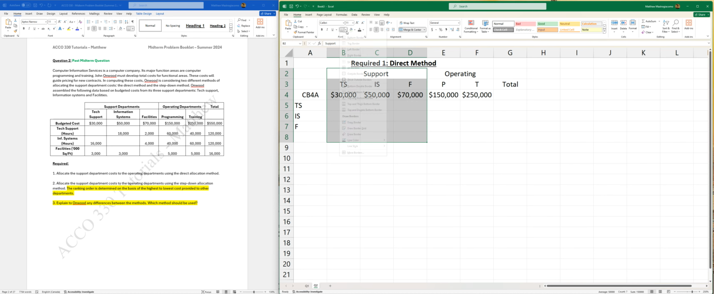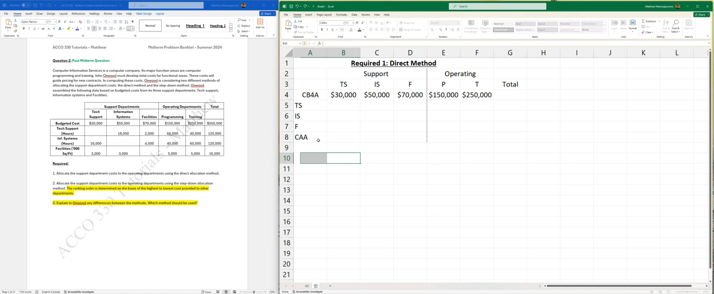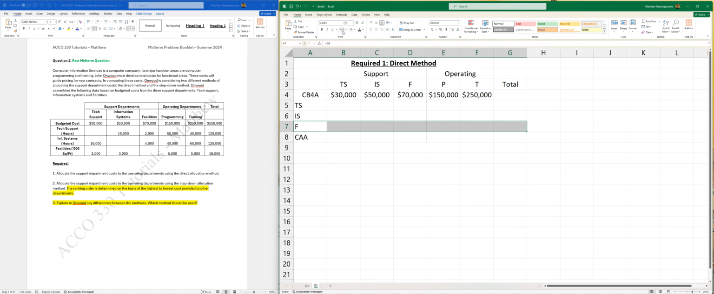Then you draw your line down the middle. And then we have our CAA, which is our cost after all our allocations. So this is where we're at right now. We've now built our cost grid.